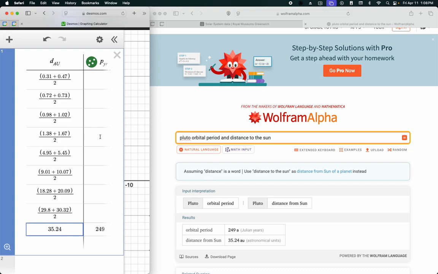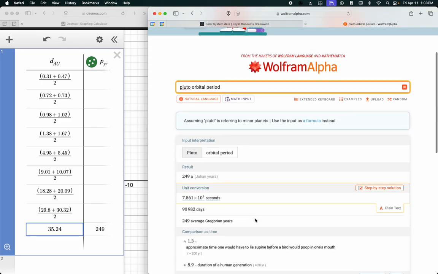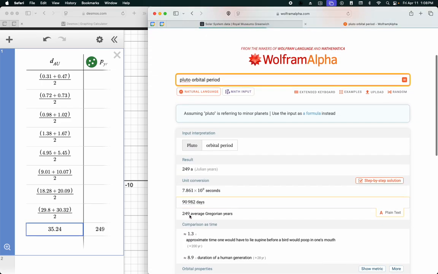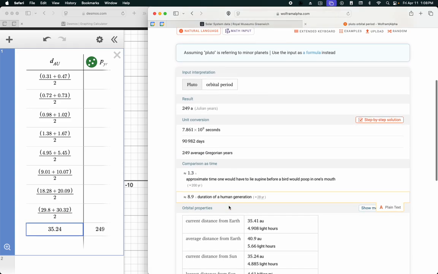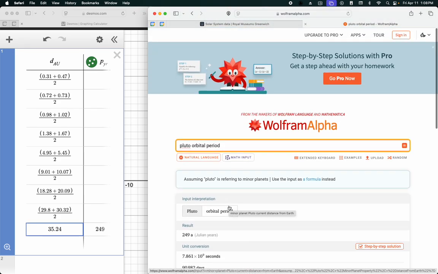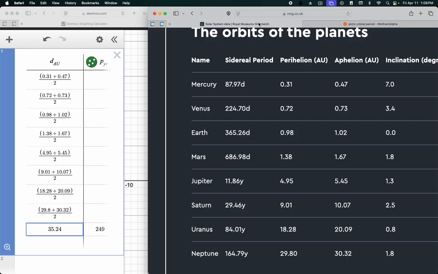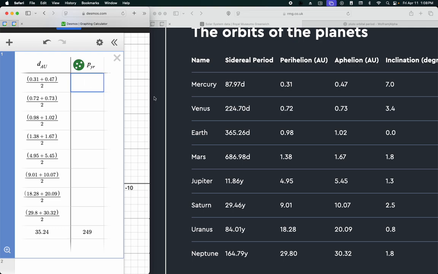Can you look up just Pluto orbital period real fast? I want to see if you're getting the same thing as me. I'm getting something weird. And then scroll down just a little bit. So get the first comparison as time. Comparison is time. I can't see the other one. Is that what you had me do? Yeah. Nice. Thanks. That's on the recording. Appreciate you.